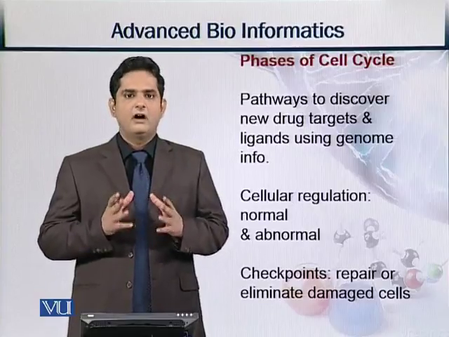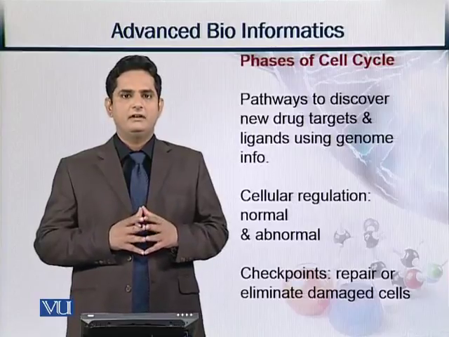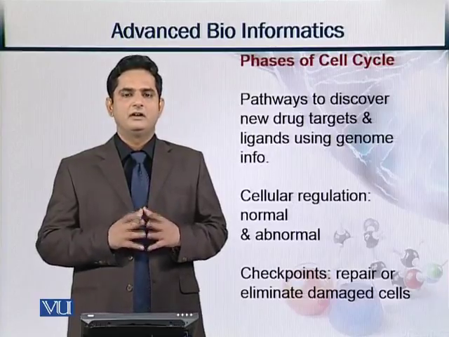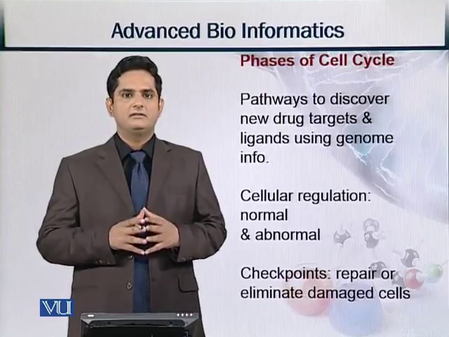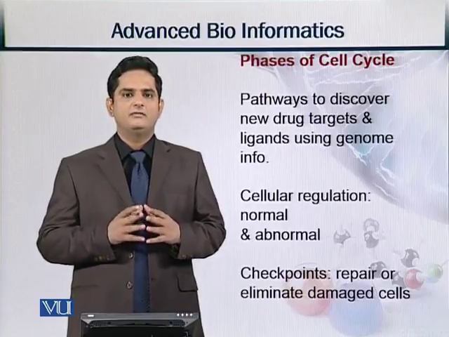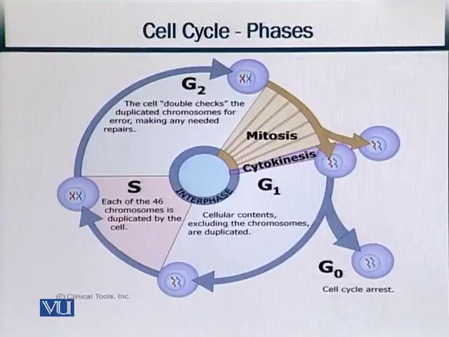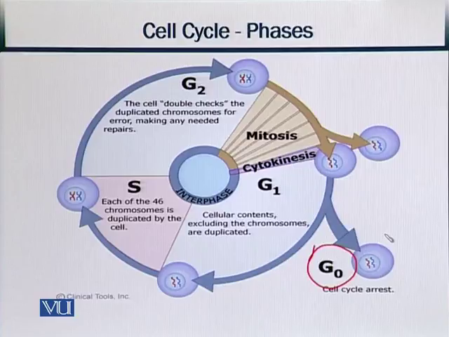Moving on, how is the cell cycle regulated? There are different checkpoints. These checkpoints help us repair the damaged cells so that the cell keeps on working in the proper format. When we talk about phases, there are 4 major phases of the cell cycle. The first phase is G0, which tells us these are non-dividing cells, that these cells will not be divided and will not produce other cells.